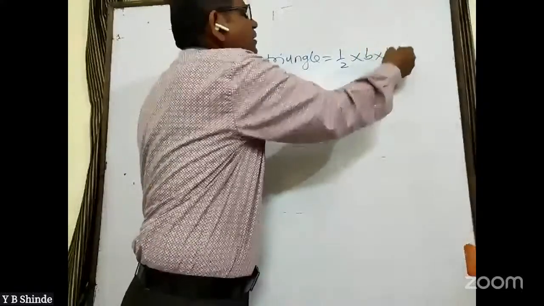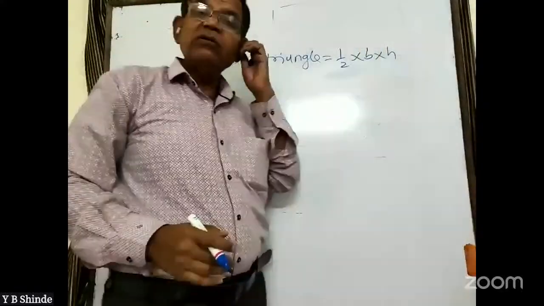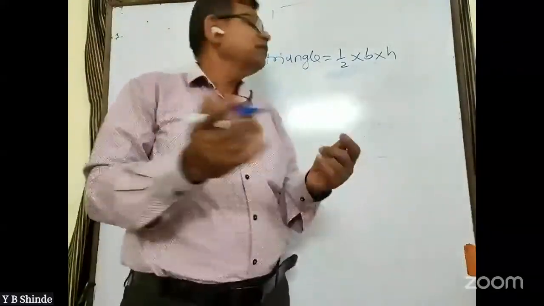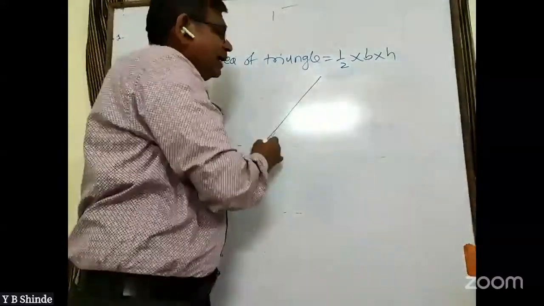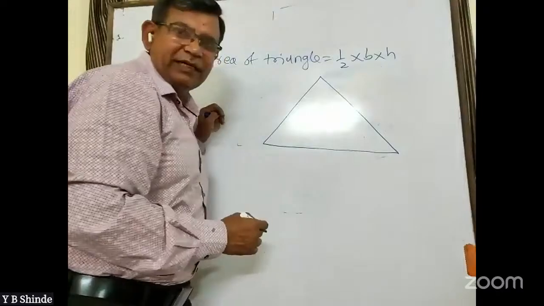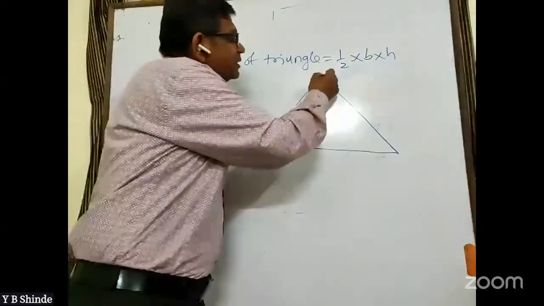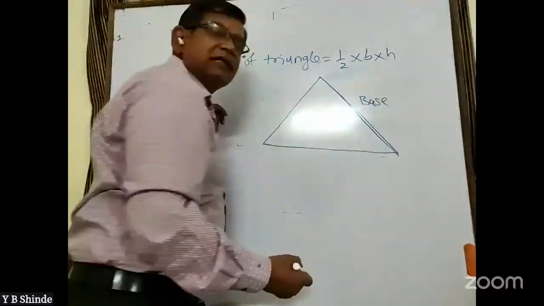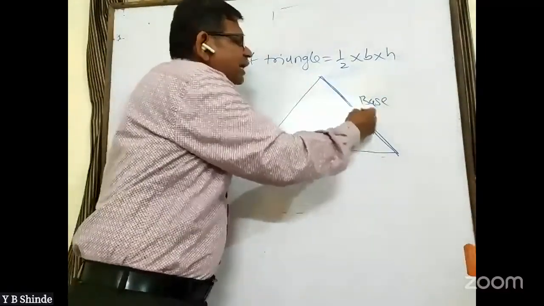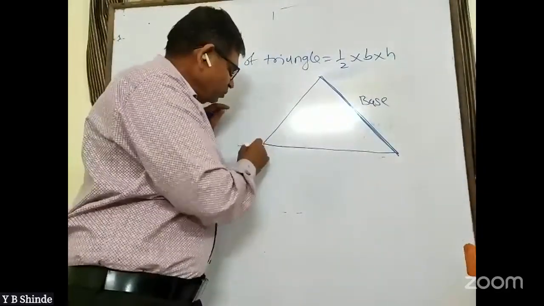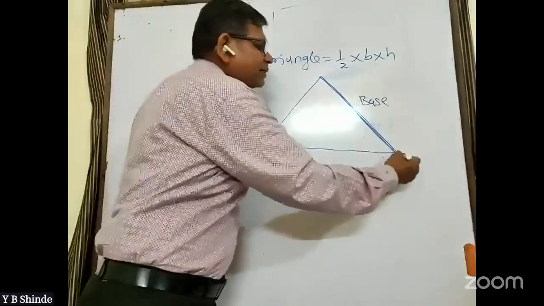Base into height. But there is a question about how you will consider one of the sides as a base. For that reason, say I have a triangle. Say this is one of the triangles. If I consider this side as a base, suppose this is a base, and I know this base side, what will be the height? Let me name the triangle ABC.